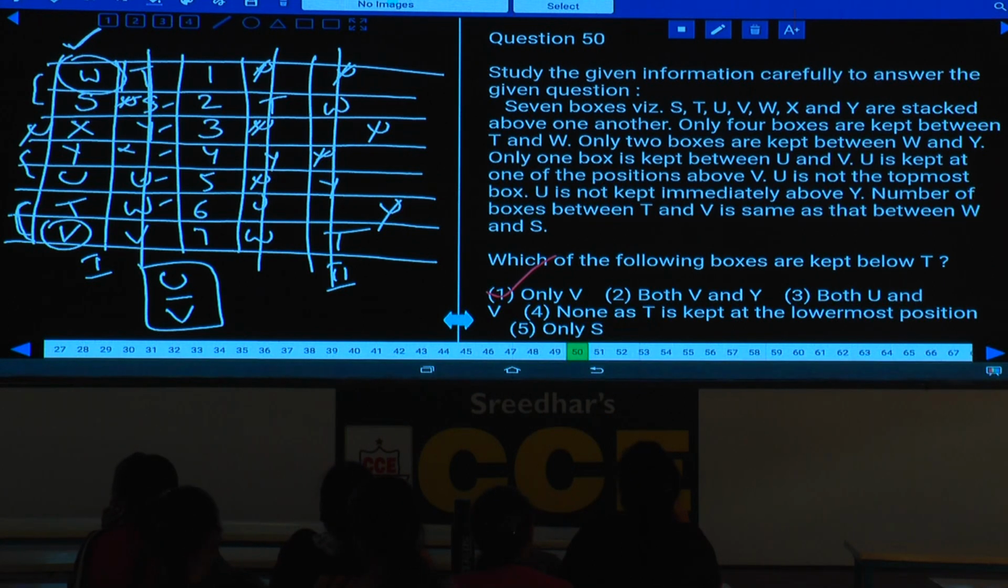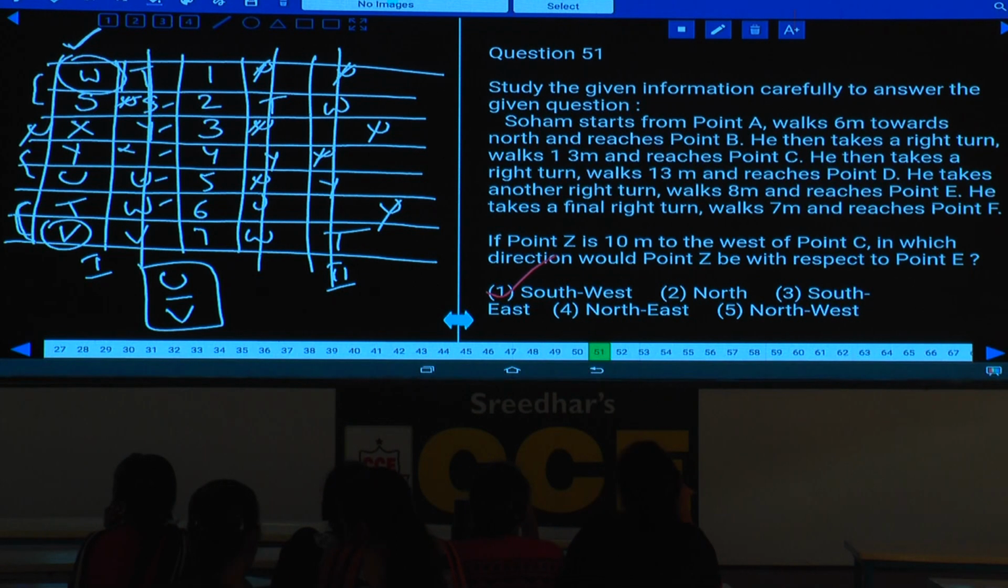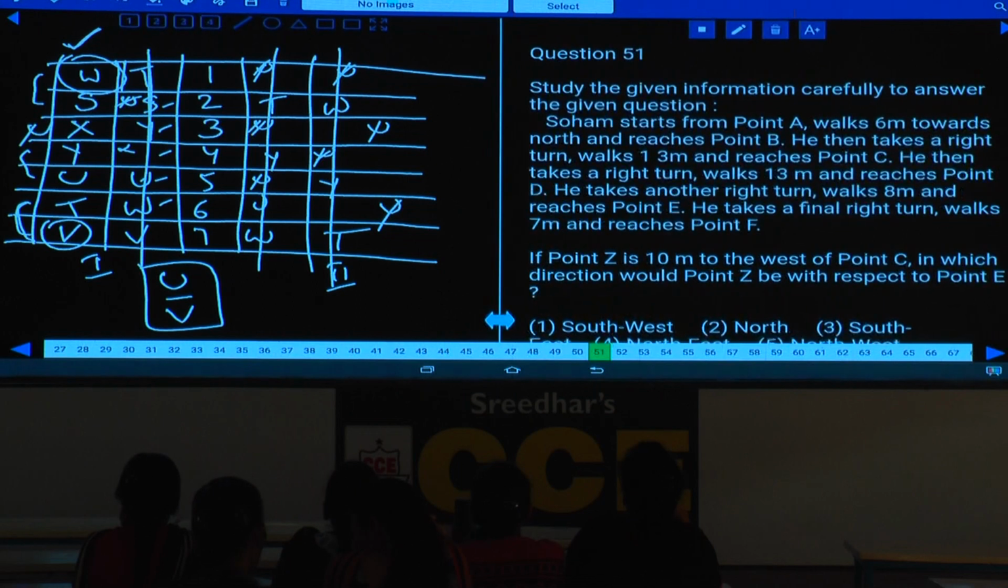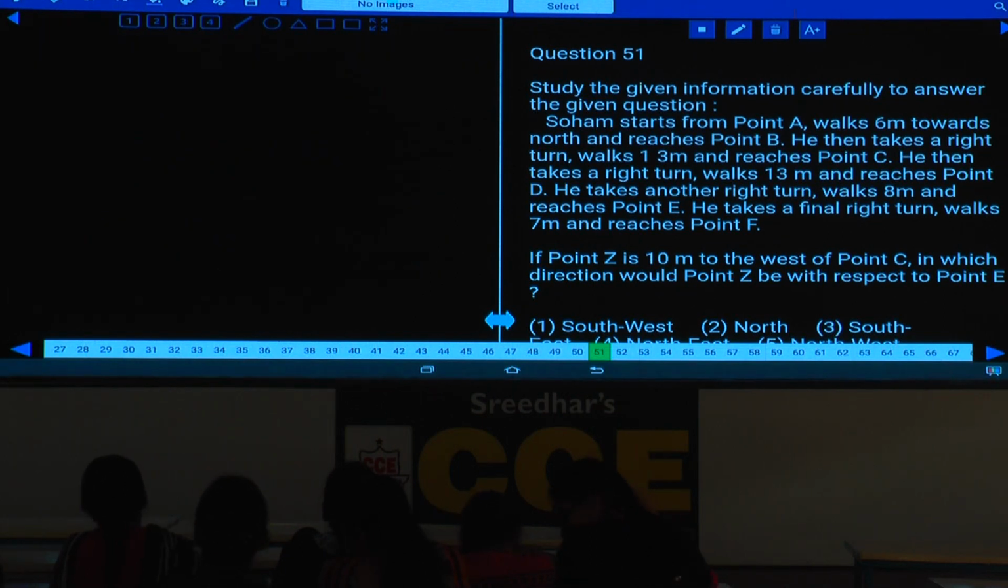Then 51 to 53, 3 questions are based on directions. Now in this direction, Soham starts from point A. Now this Soham started from where? Point A. Walk 6 meters to the north.